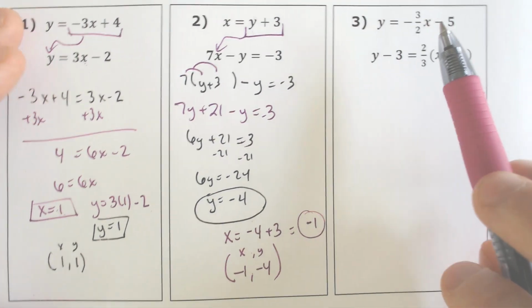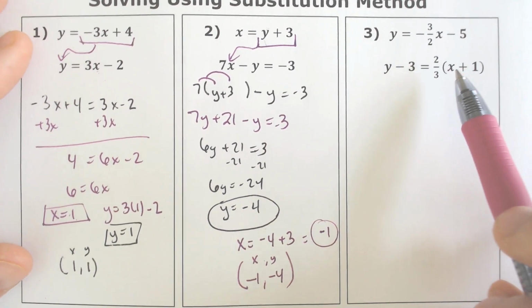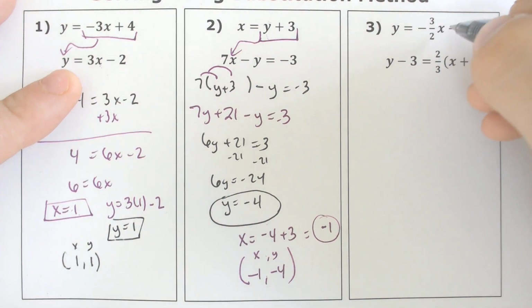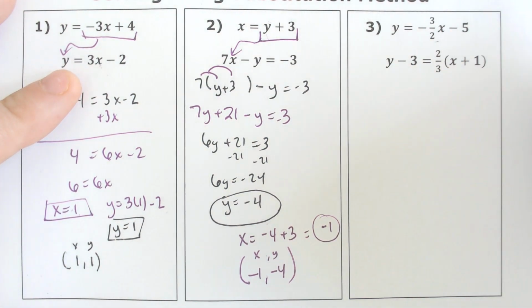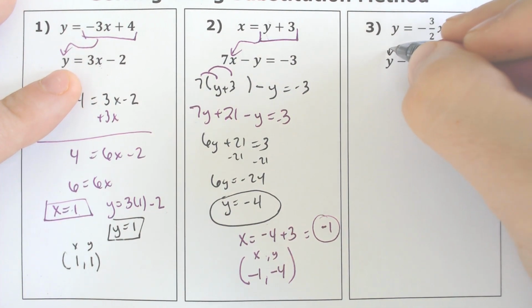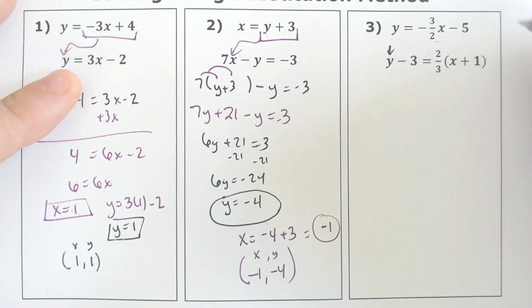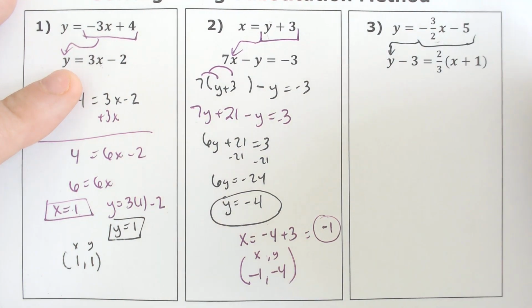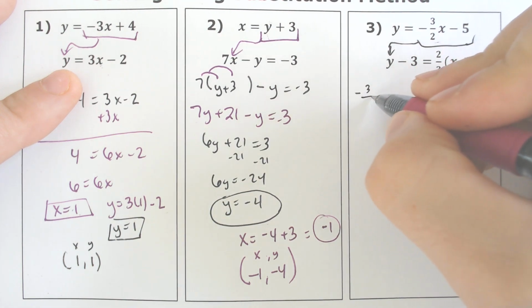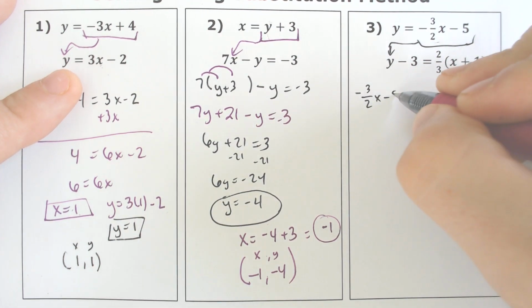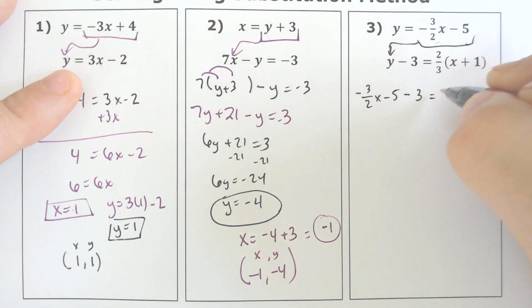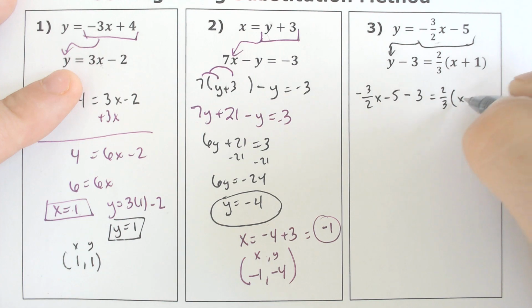Okay, next one for substitution, potentially the hardest one on the paper because of the fractions. But other than the fractions, this is not that bad. We know that y equals negative 3 over 2x minus 5. We can plug that in for this y right here. And if we substitute all of this in for that y right there, that means that we get negative 3 over 2x minus 5. That's plugging in for this y. Minus 3 equals 2 over 3 times x plus 1.